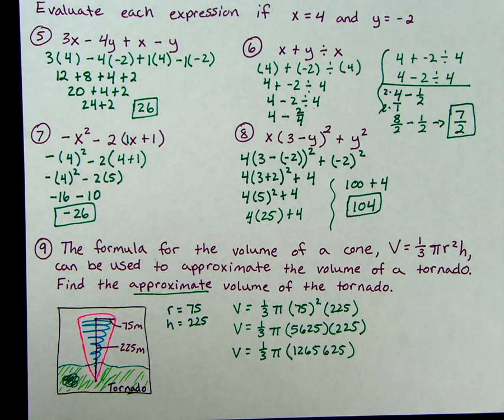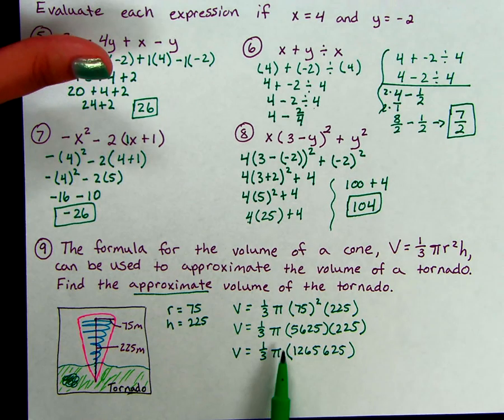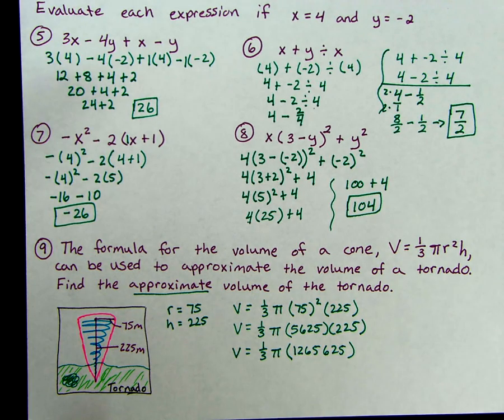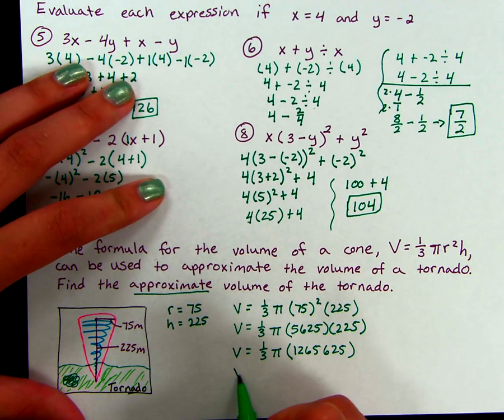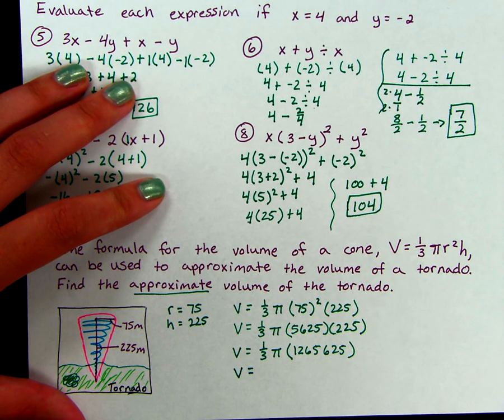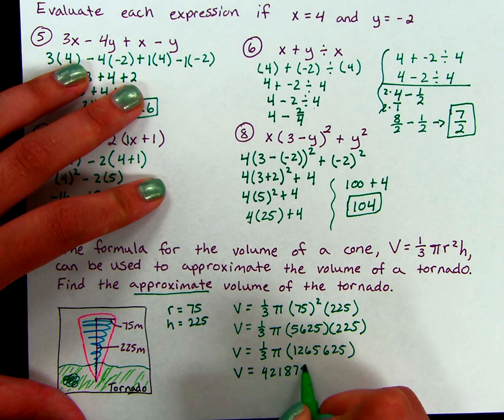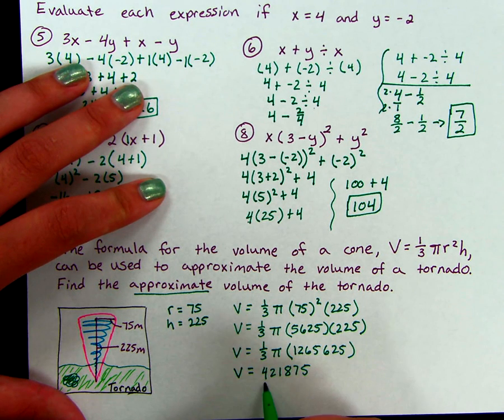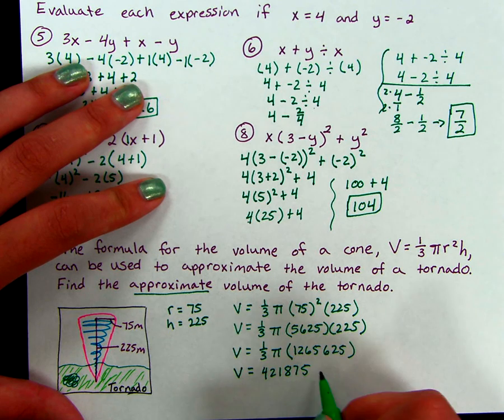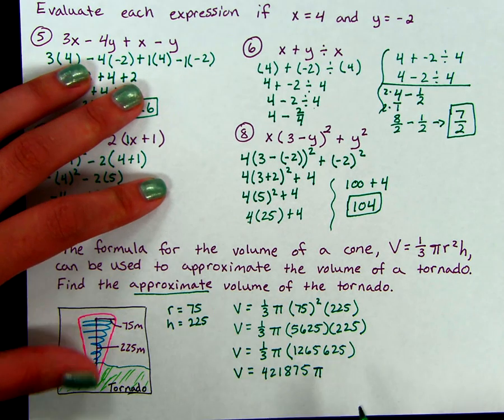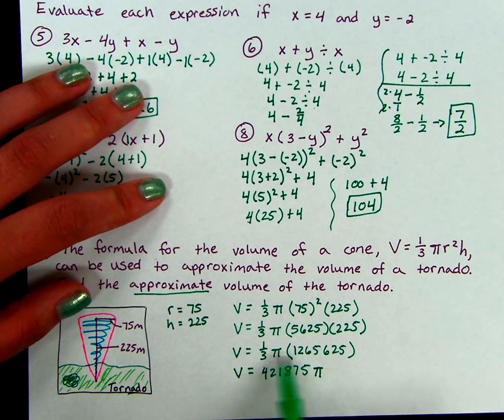So now again multiplying, I'm going to actually kind of jump over my pi and I'm going to go to this 1/3. Now if you're using your calculator, you can just use your divide key. So I'm going to type in this number and then my divide key by 3. So V equals 421875. So again, if I add in my commas, we have 421,875 pi.